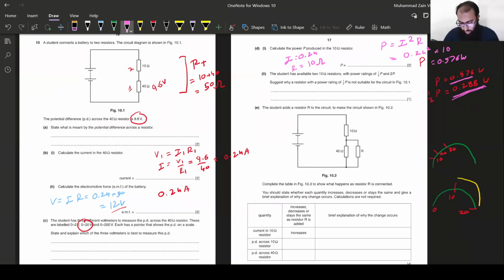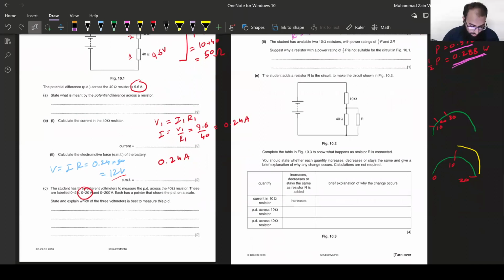So that's the answer. And coming to part C, explaining it again. I have three voltmeters: 0 till 2 volts, 0 till 20 volts, and 0 till 200 volts. The maximum range of the 0 till 2 volt voltmeter is very small. My maximum reading would go up to 12 volts, so it can't measure that reading. So 0 till 2 volts is out of the question. The next two are possible.